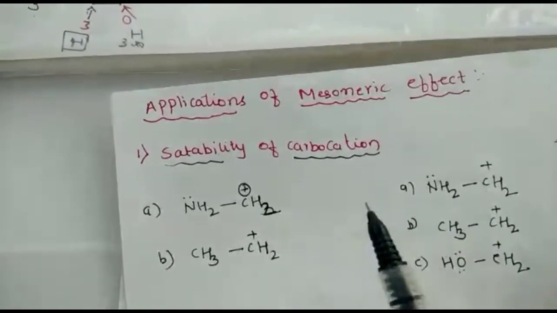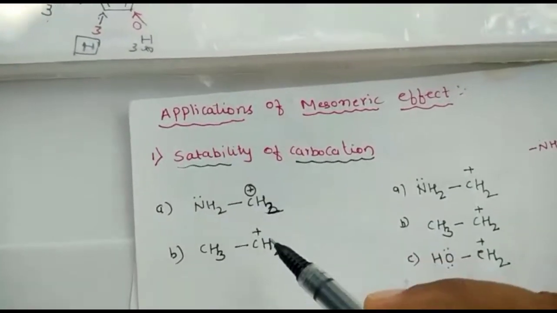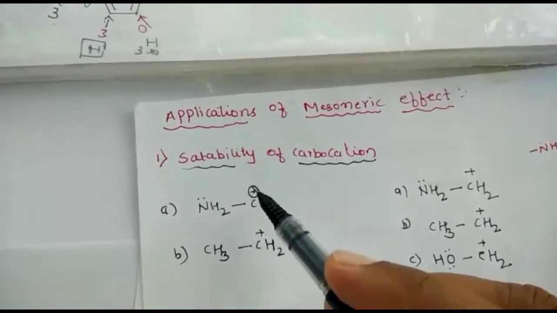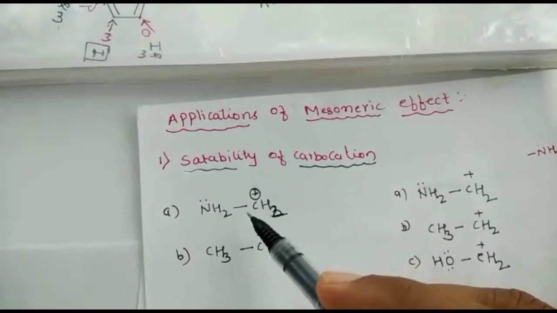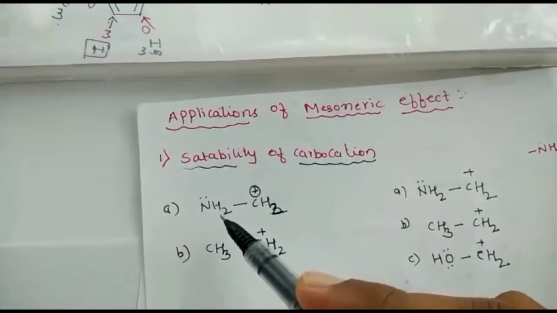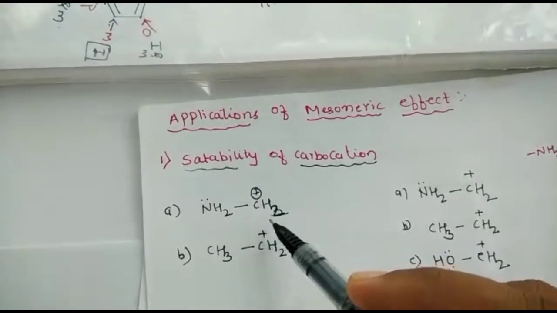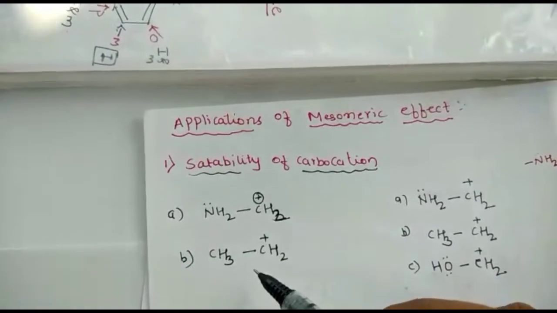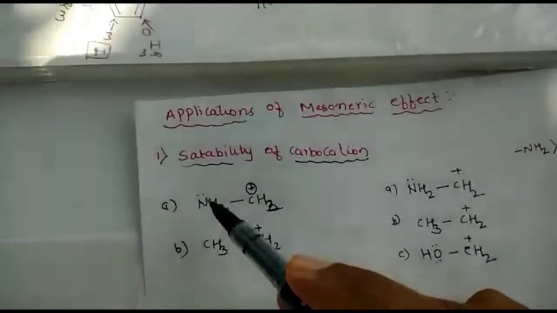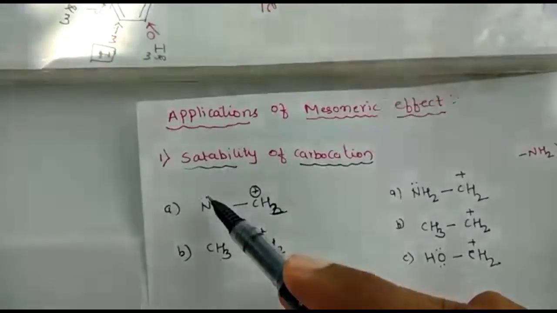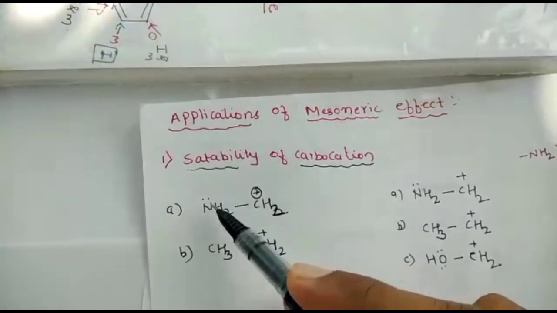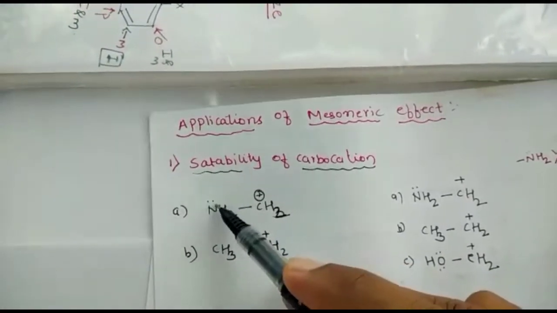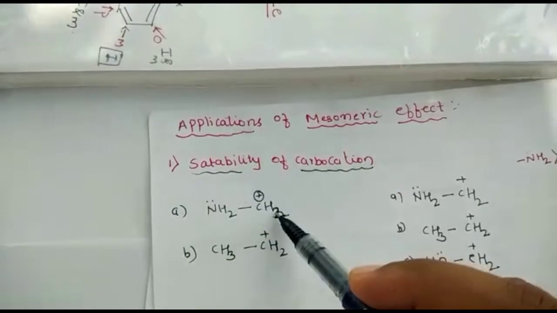In the exam, if they give these two types of structure, that is NH2 attached to a carbocation, where the carbon contains a positive charge. In the first case, the NH2 group is attached to the CH2, and here the CH3 group is attached to the CH2. Among A and B, which one is more stable? Here, nitrogen contains a lone pair of electrons. It is an electron donating group and will show the plus M effect. So it will give electrons here, and it is more stable.